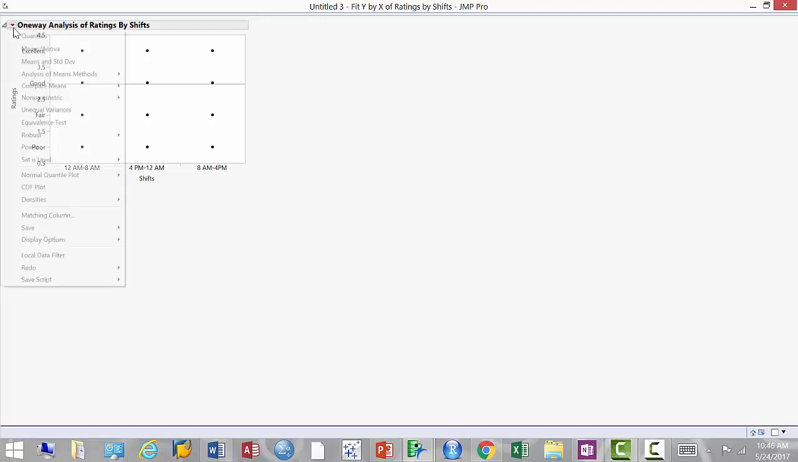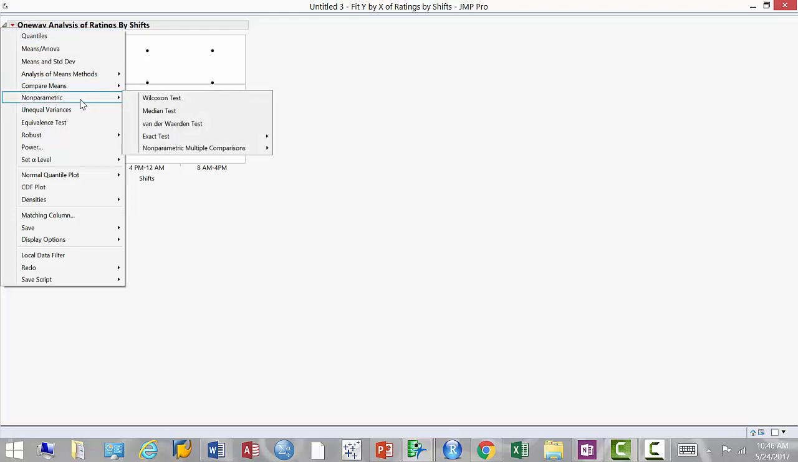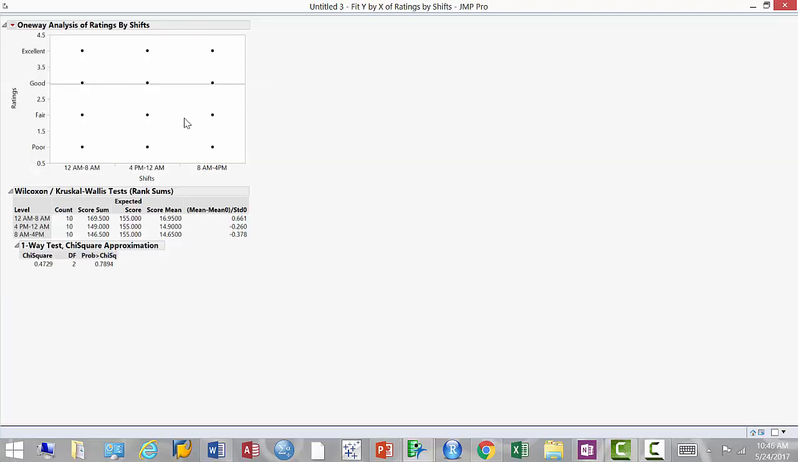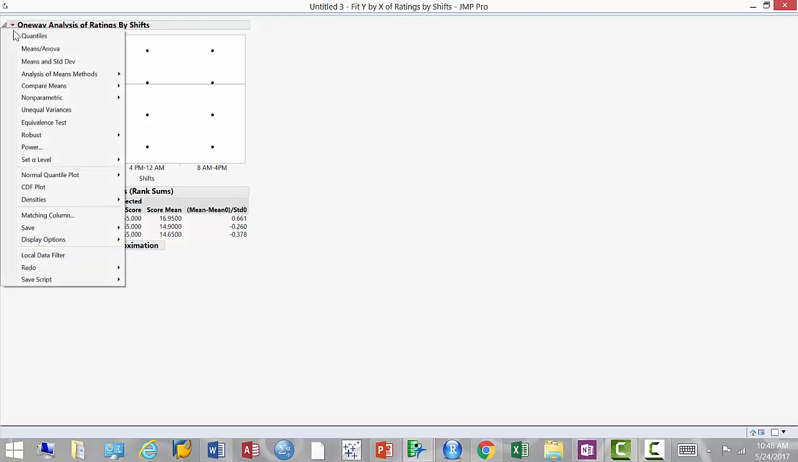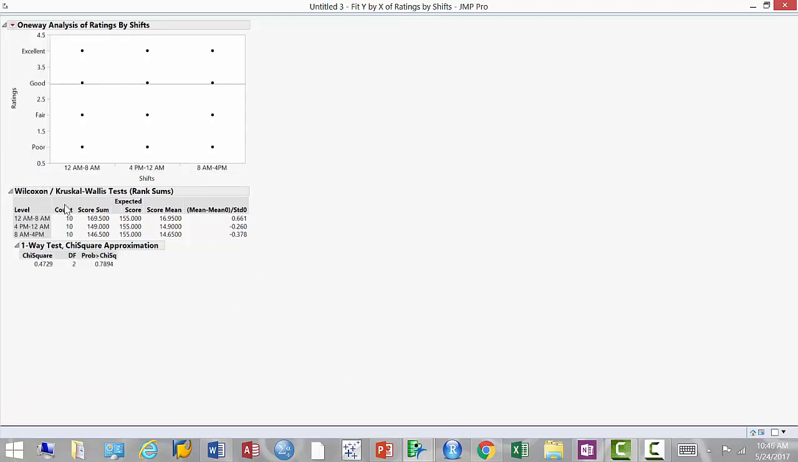So what I really need to do is go into the analysis right here and ask for, let's see, non-parametric test. Let's try Wilcoxon. It's as if I'm asking for a 2-sample analysis, because Wilcoxon applies when you have 2 samples. But in actuality, it also gives me the Kruskal-Wallis test. So that's, I believe, a little bit of a downside of JMP.